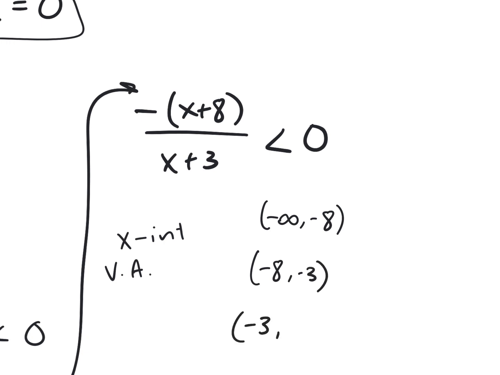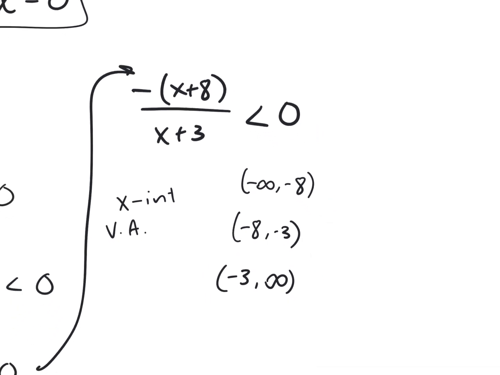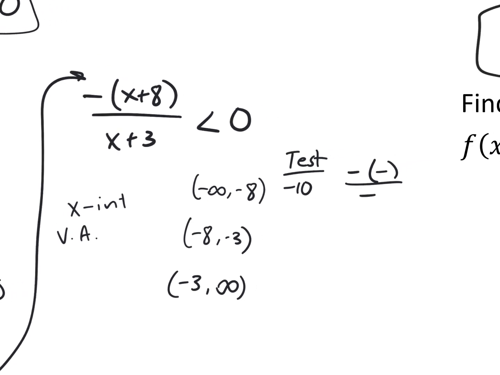And my final interval is going to start at -3 and end at infinity. And now what I'm looking for here is really, is this interval part of my solution set? So what I'm going to do is test some value. I like using nice, easy numbers to work with. When I test negative 10, I'm going to have a negative value times a negative value in my numerator and a negative value in my denominator. Those three negatives lead to a negative, so that is part of my answer.